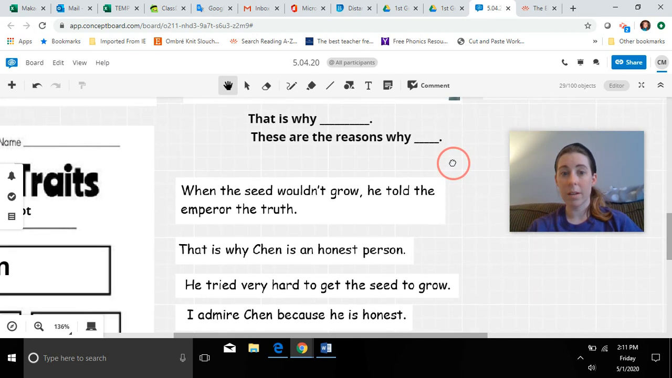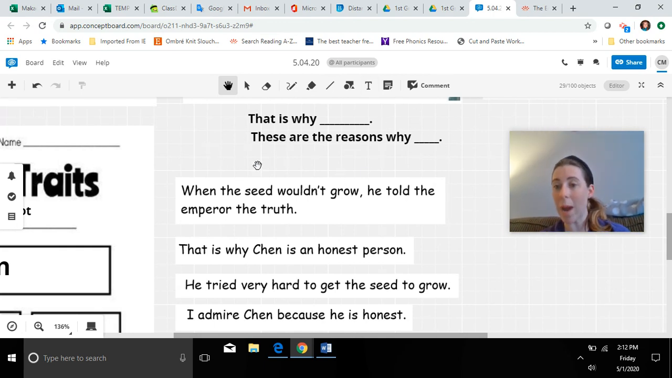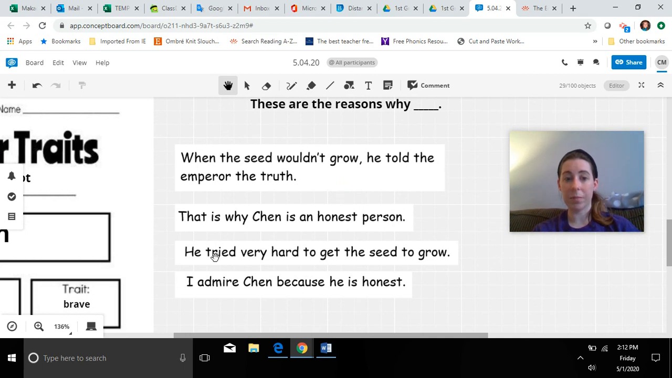And remember, your opinion conclusion might sound something like this. That is why blank. These are the reasons why blank. Do you see a sentence that begins one of these ways, that wraps up the whole paragraph? Okay, look at the sentences we have right here. Can you put the sentences in order?